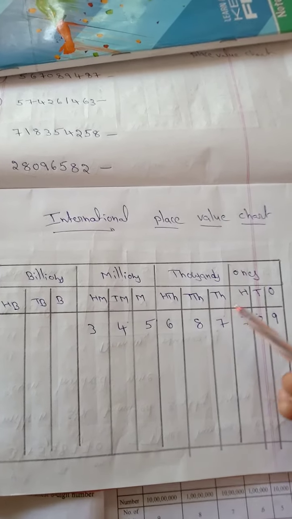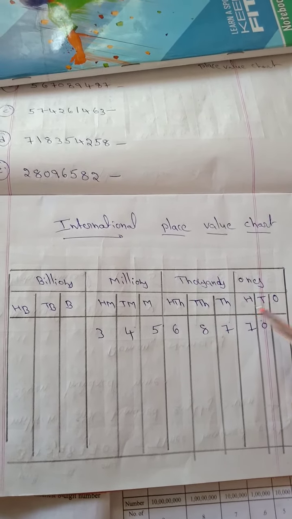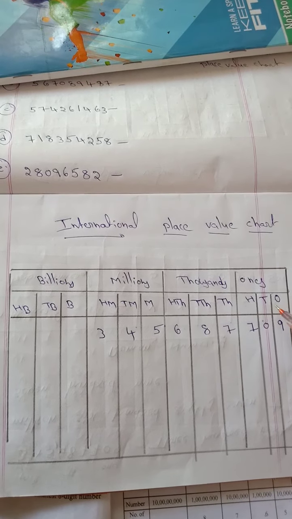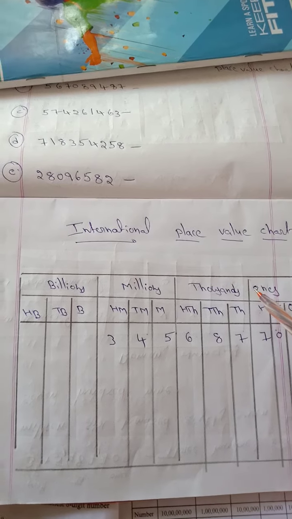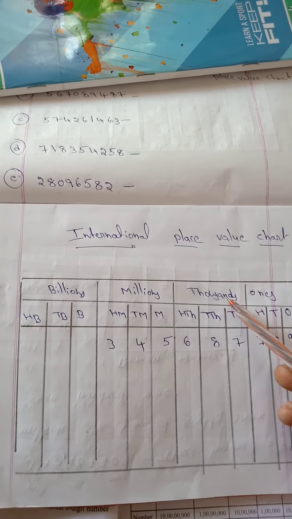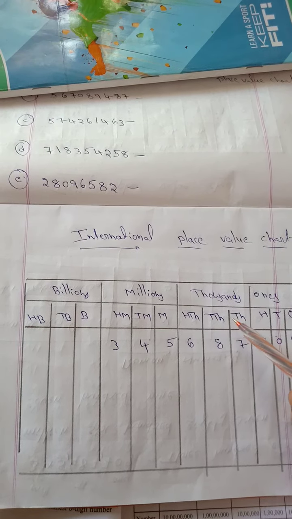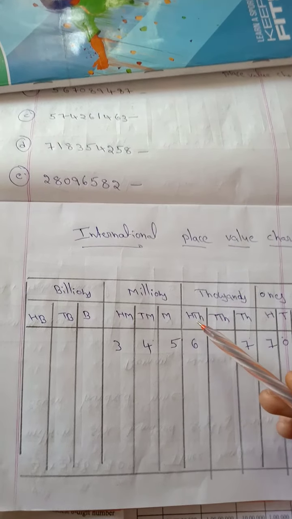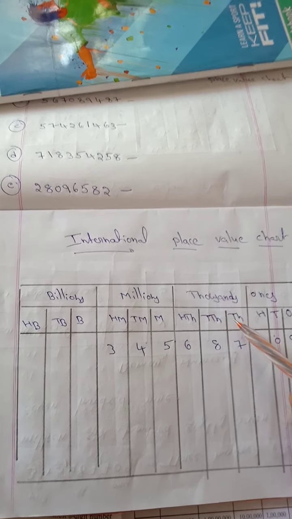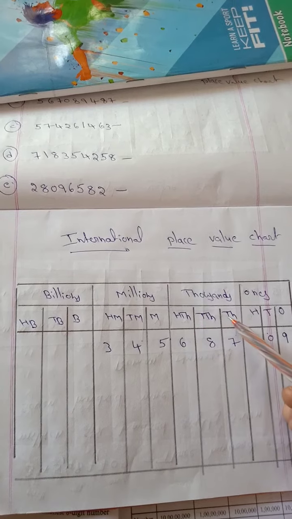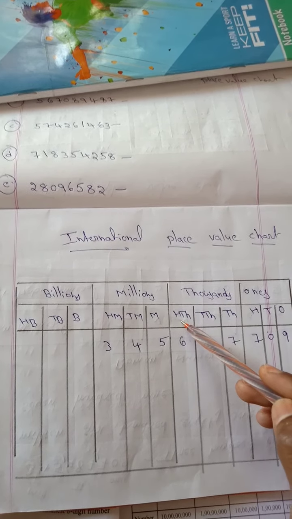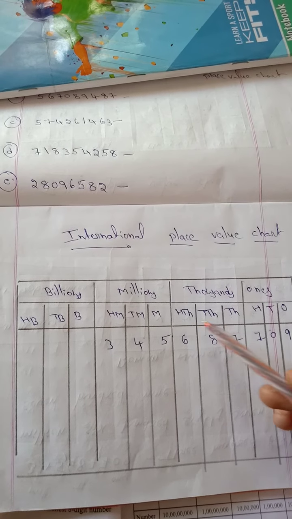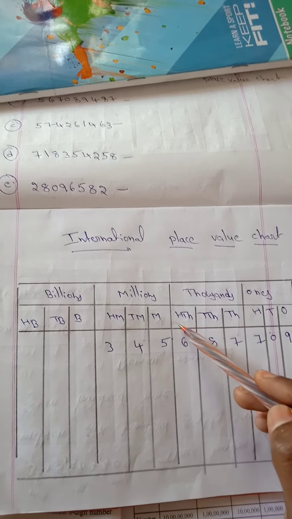Again, as usual, the ones period is divided into 3 subcolumns. What are those? Ones, tens and hundreds. Then after the ones period, what is the period? Thousands period. Again the thousands period here is divided into 3 subcolumns. In Indian it is divided into 2 subcolumns, but in international it is divided into 3 subcolumns. So what are those? 1000, 10,000, 100,000.